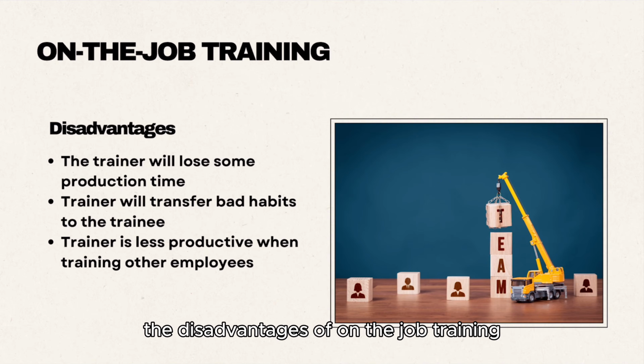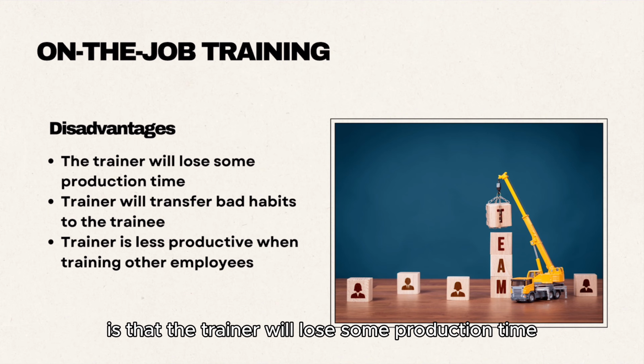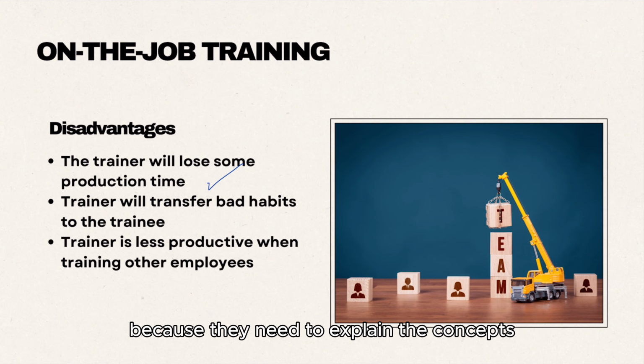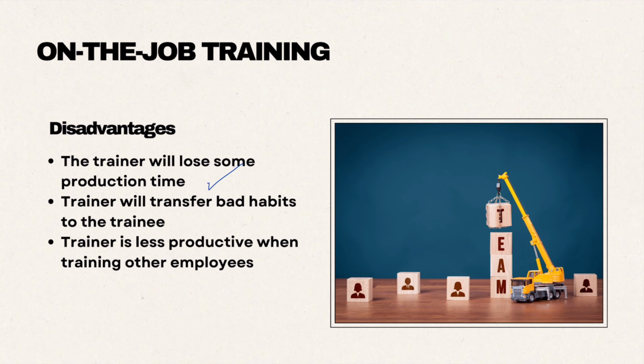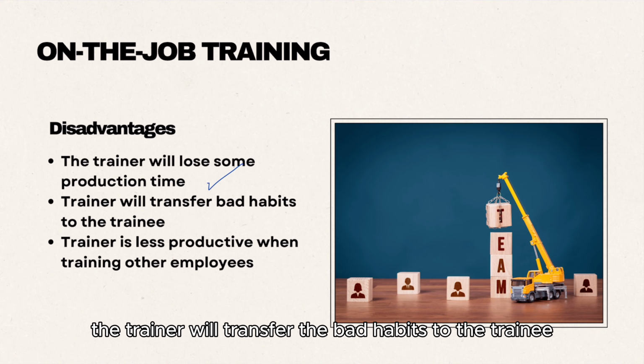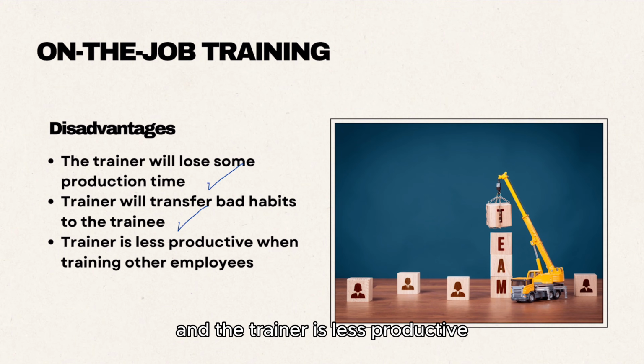The disadvantages of on-the-job training is that the trainer will lose some production time because they need to explain the concepts and the techniques to the new employee. The trainer will transfer the bad habits to the trainee, and the trainer is less productive when training other employees.